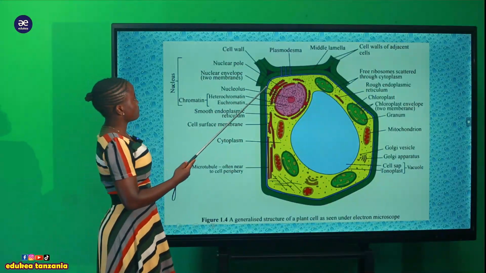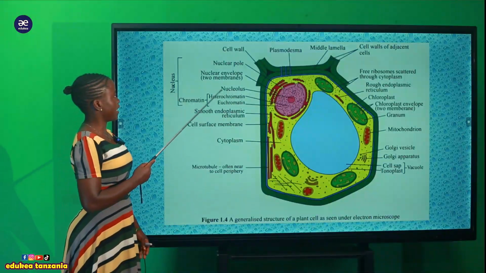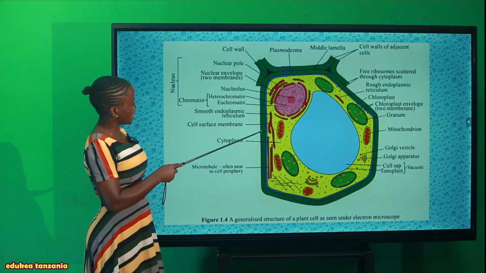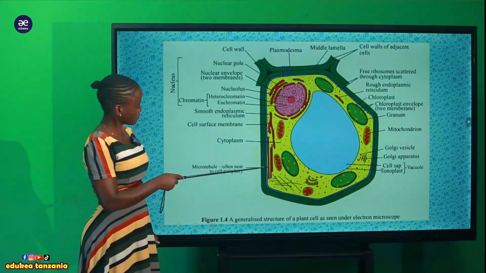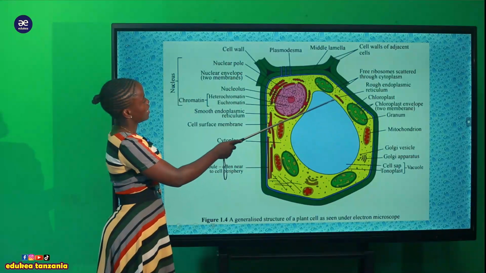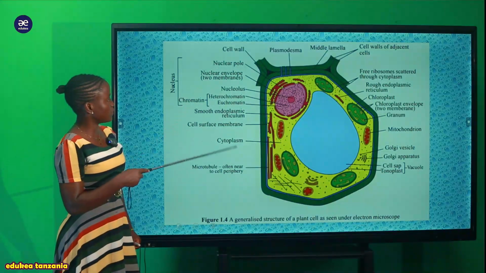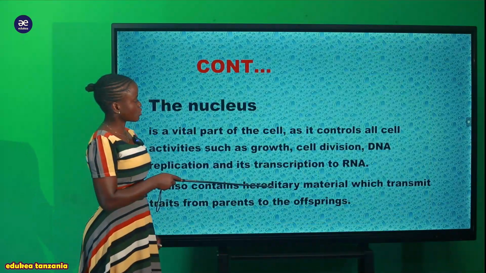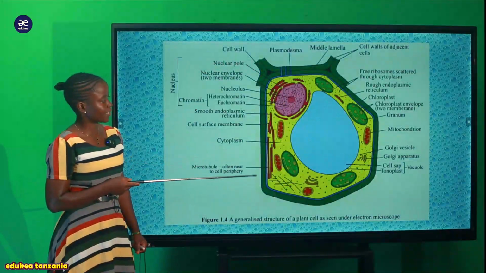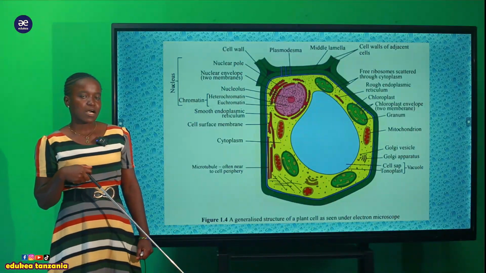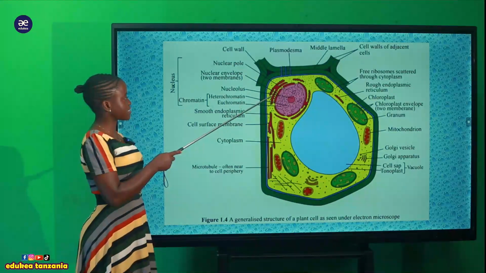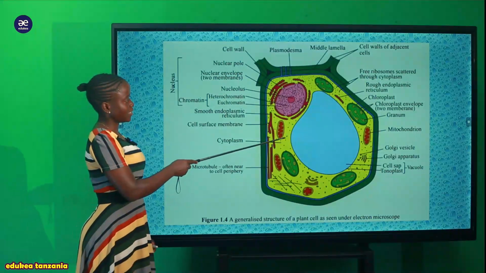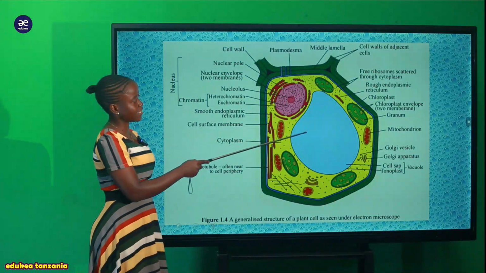So apart from that, also we have the nuclear envelope. The next part after the cell wall is called the cell membrane. This one is called the cell membrane. But also, inside of it, you can see we have the cytoplasm. This yellow one is called the cytoplasm.